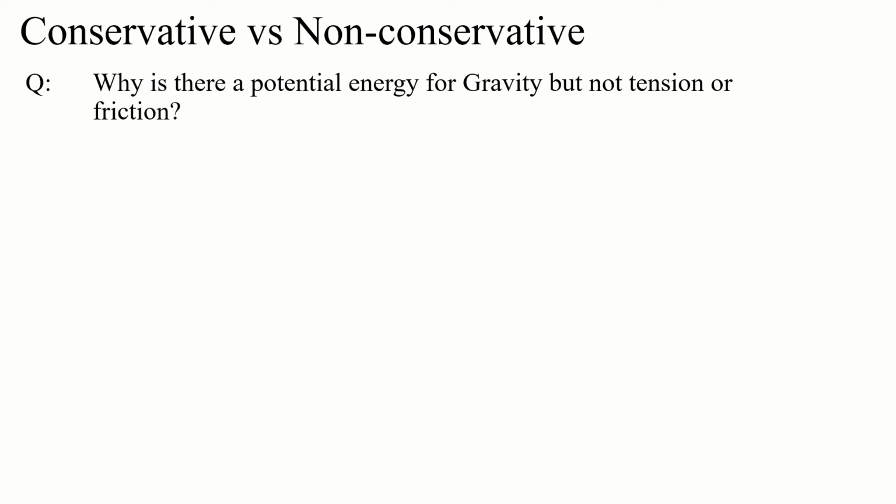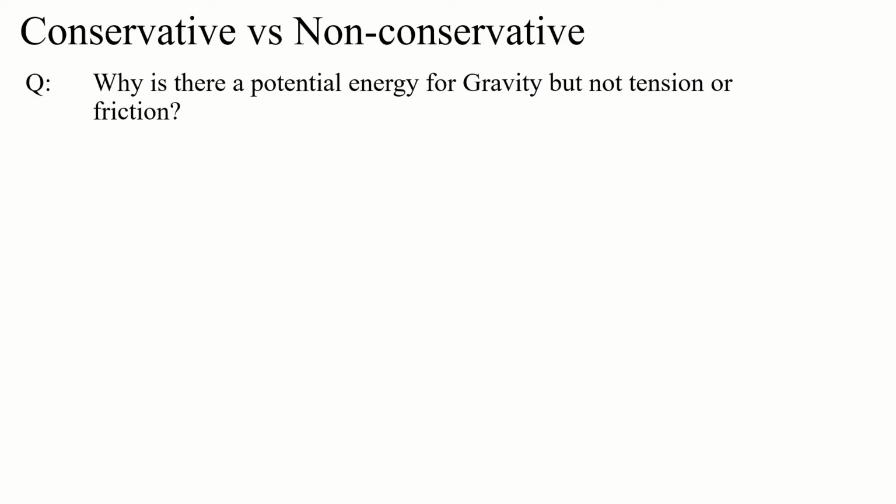So switching gears now from potential energy diagrams, what we're going to do is discuss the difference between conservative and non-conservative forces, and then summarize our whole energy model. So having defined potential energies and how useful they can be, a natural question that might come up is, why is there a potential energy for gravity, but not one for tension or friction? I mean, potential energies were useful. They kind of helped make some of our thinking about energies easier. Why can't we just do it for all forces?